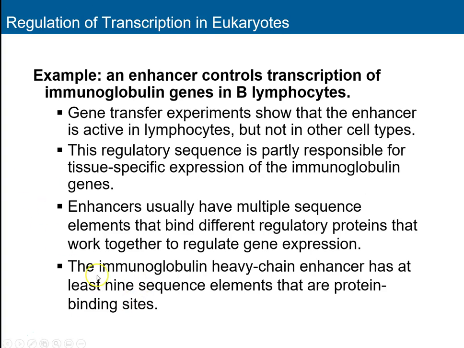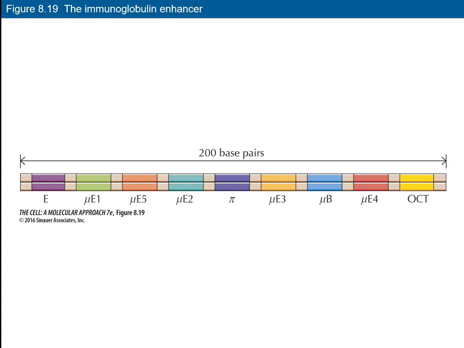So this immunoglobulin heavy chain enhancer has at least 9 sequence elements that are protein binding sites. Okay, so you can kind of see how this is super important, if we're talking about B cells, they make antibodies. And here, and this is, I guess, a more complex example, but I just wanted to give you guys an example. You can see all of these are different parts of the enhancer, right?